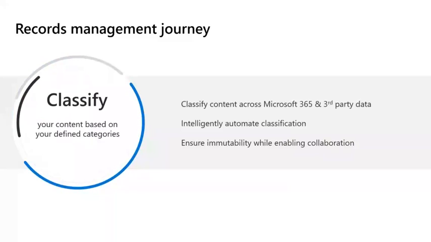Now let's talk about classification and classifying all your content based on your categories. Our customers need to be able to classify content across Microsoft 365 and their third-party data. And they're looking for us to help with intelligent and automated classification so that we can really help with that data explosion. Because if I even classify everything I have today, I will already be behind the curve in terms of the information that has been generated since I started classifying. And then finally, we'll talk a little bit about ensuring immutability while enabling collaboration.